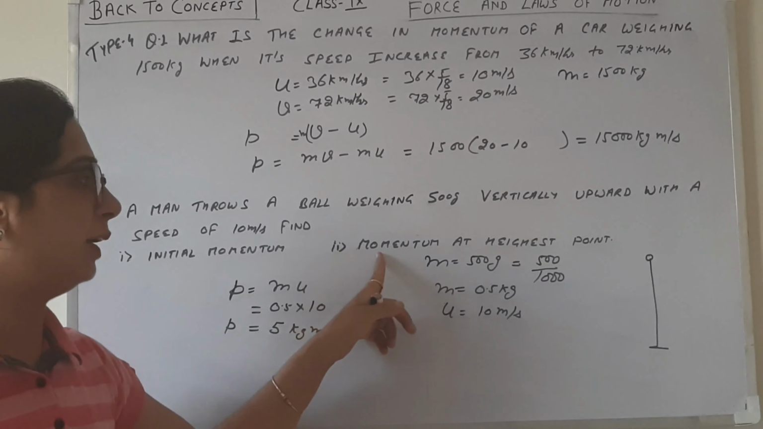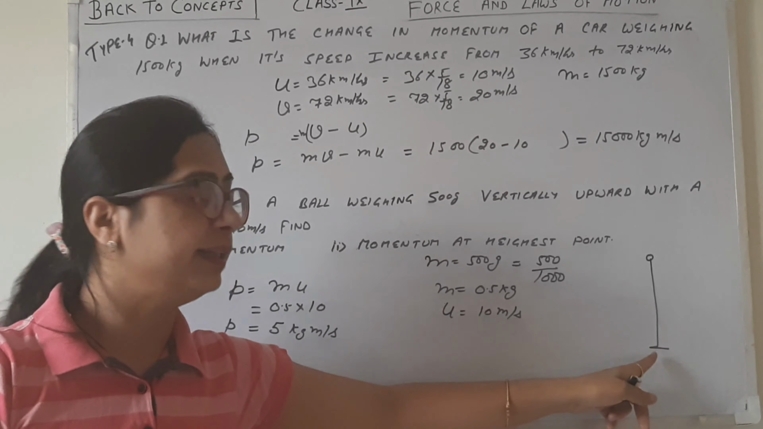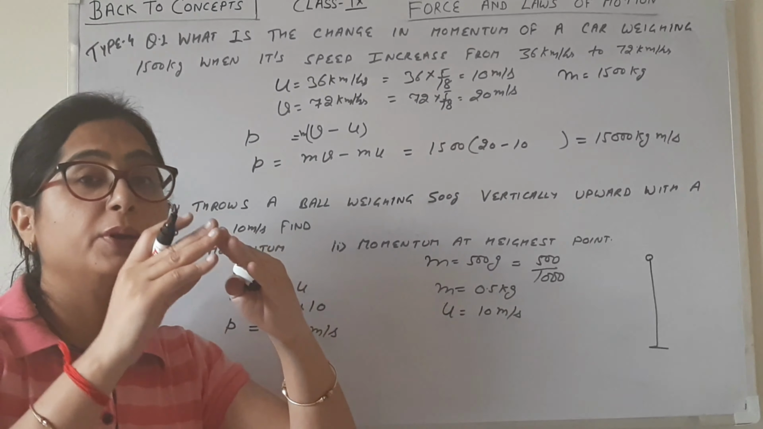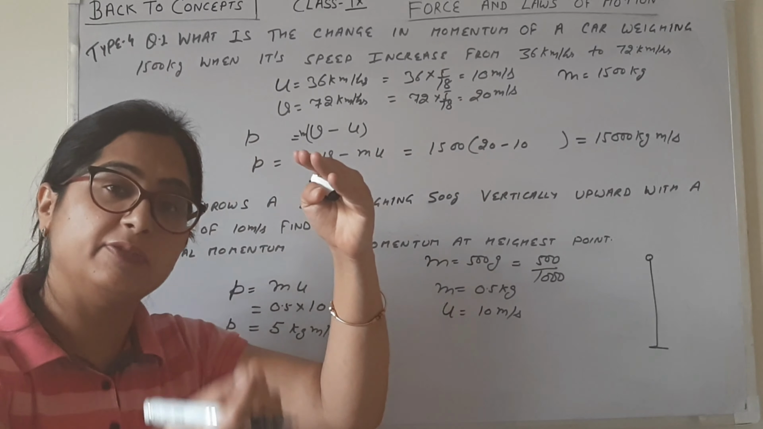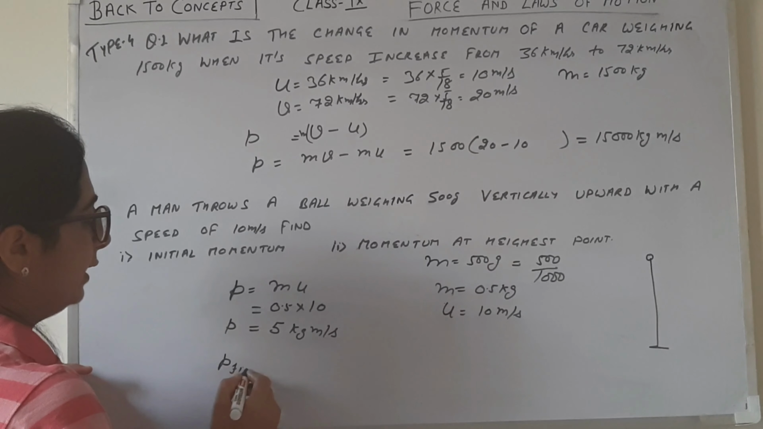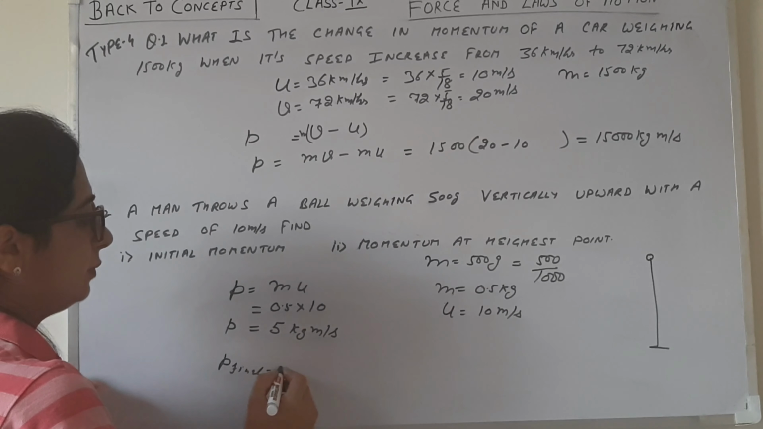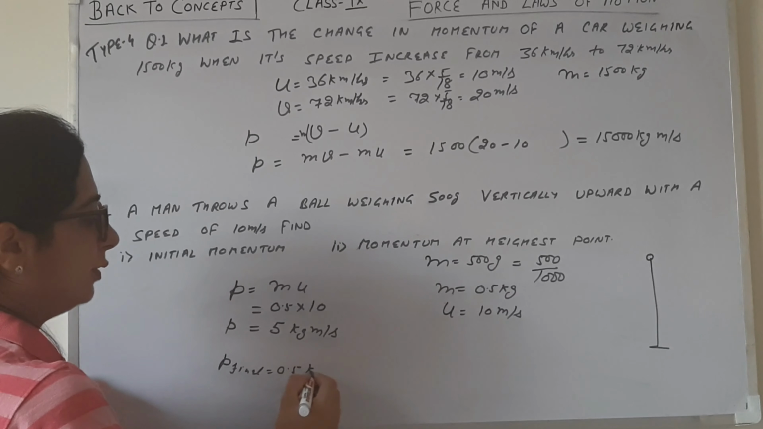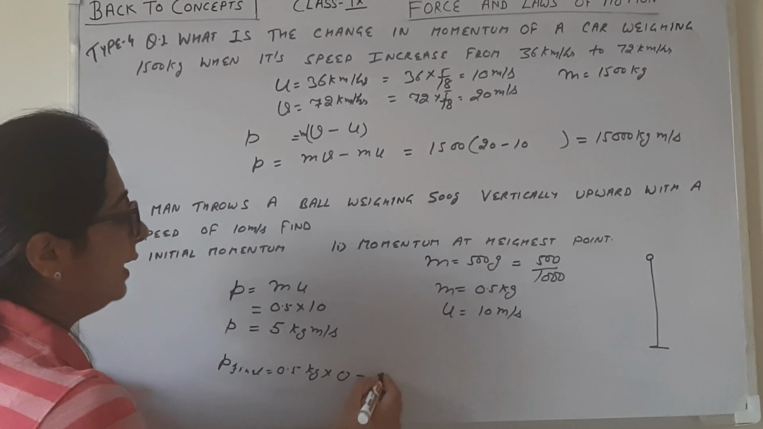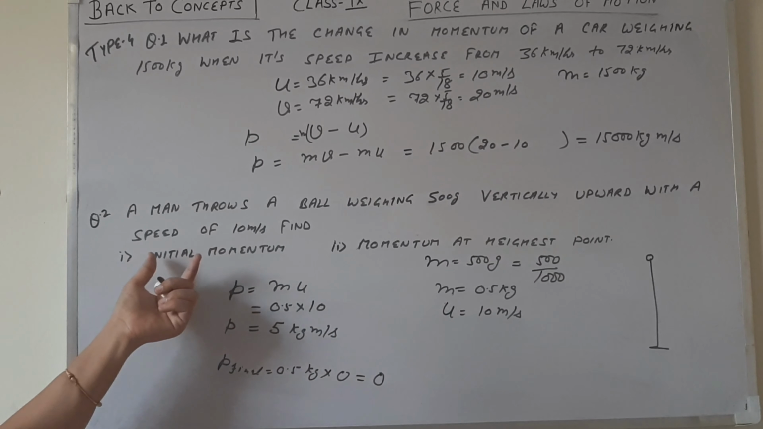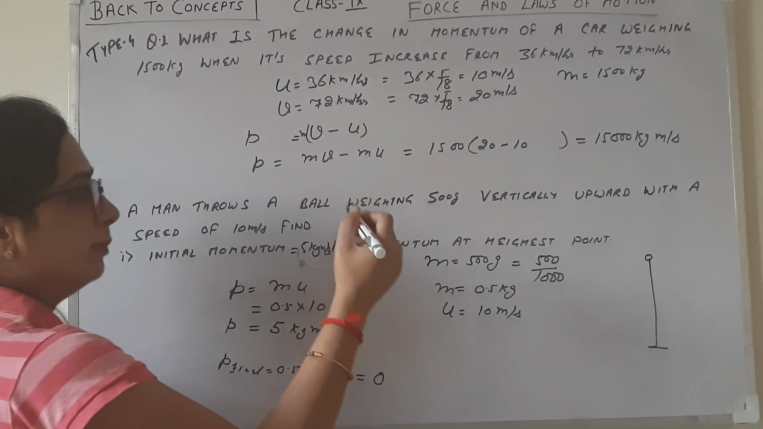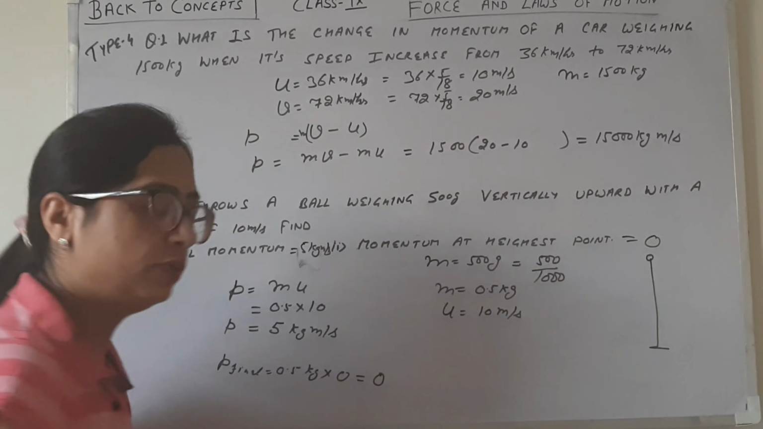Second, we have to find the momentum at the highest point. When this ball reaches the highest point, its velocity becomes 0 because the ball will stop and after that it will come down. So what is the final momentum? Mass is here 0.5 kilogram, but the velocity is equal to 0. So momentum is equal to 0. So initial momentum is equal to 5 kilogram meter per second, and what's the momentum at the highest point? That is equal to 0.